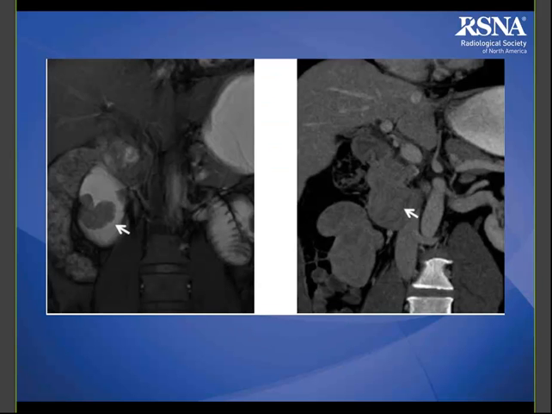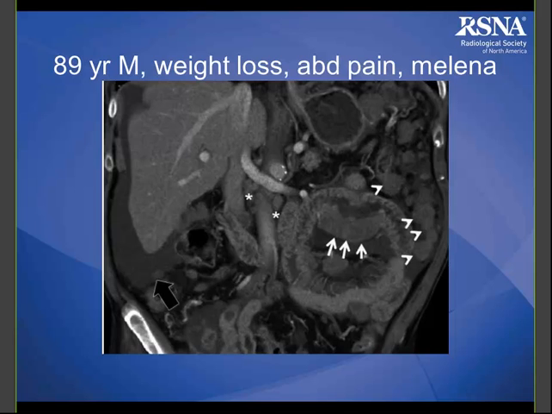Here's a nice example of an intraluminal polypoid lesion in the duodenum, and this was a duodenal adenocarcinoma. Now, you really can't tell, unless there's really aggressive features, whether it's an adenoma or an adenocarcinoma, but obviously the larger the lesion is, the more concerned you are of malignancy.